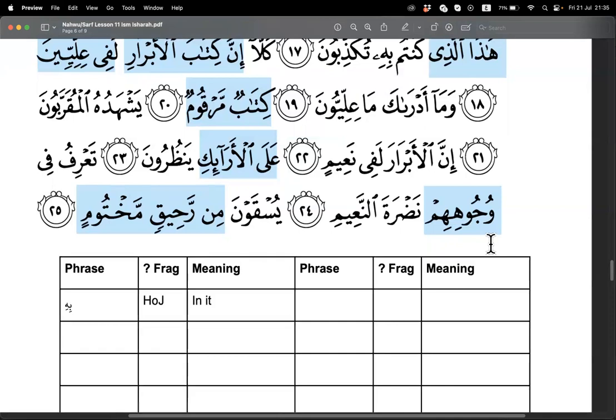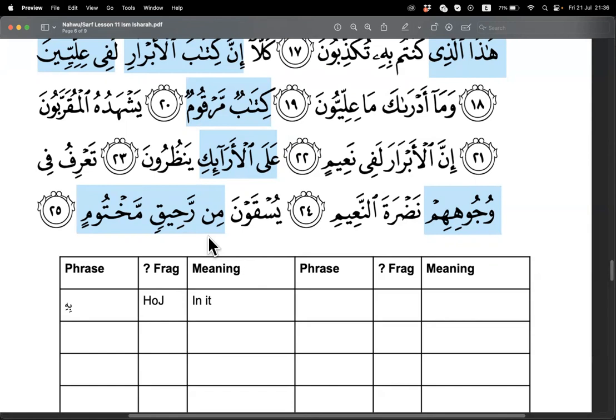Next one, fi wujuhihim. Fi is harf of jar and wujuhi is the majrur, and wujuhi and him is mudhaf and mudhaf ilaihi. Good. What about this one? Nadratan na'imin. Nadrata is mudhaf and an-na'imi is mudhaf ilaihi. Yes. Last one, min rahiqim makhtumin.